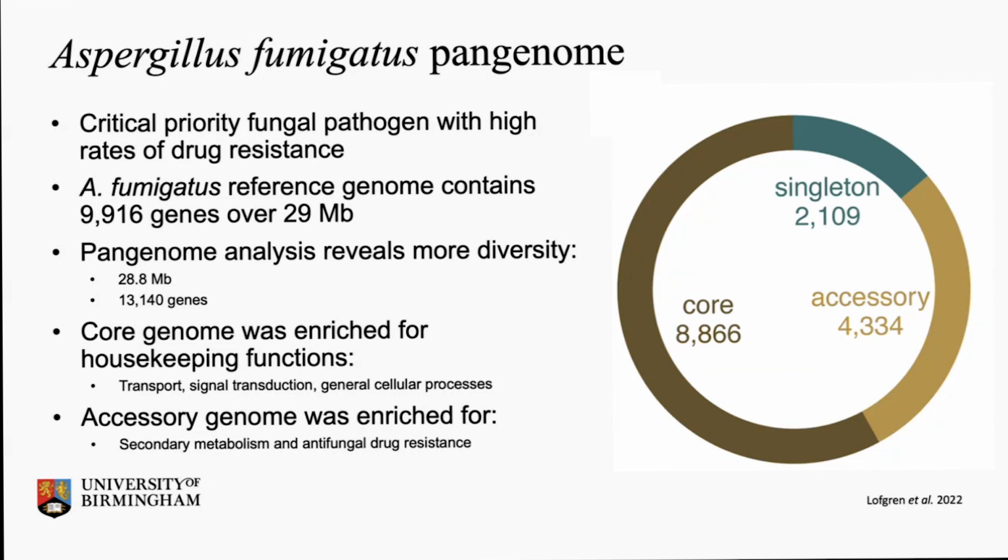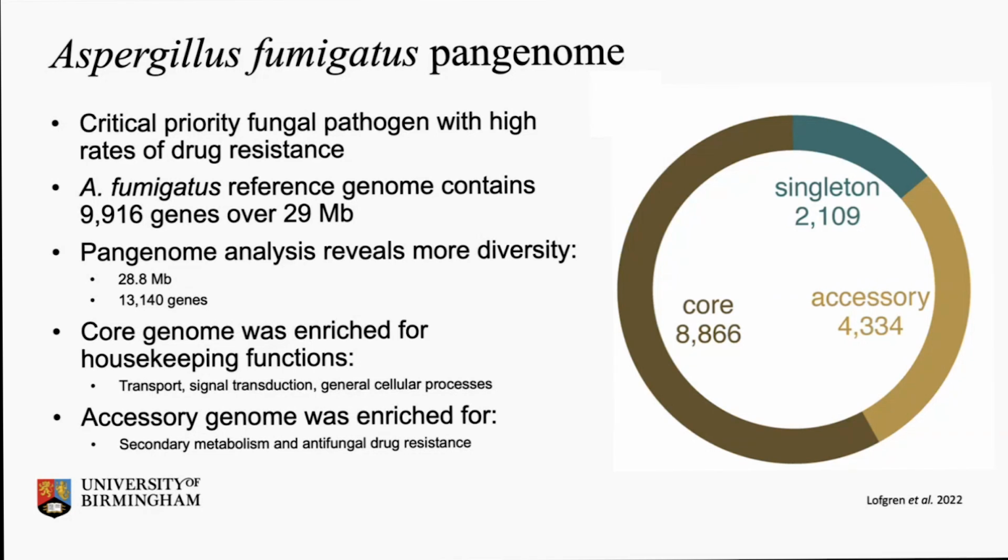If we look at the Aspergillus fumigatus pangenome, Aspergillus fumigatus, as Matt mentioned, is a critical priority fungal pathogen with high rates of resistance. When we've studied it previously, we've used a single reference genome. And this has been annotated to have just under 10,000 genes, over 29 million base pairs. But when you look at the pangenome, there's a lot more diversity.